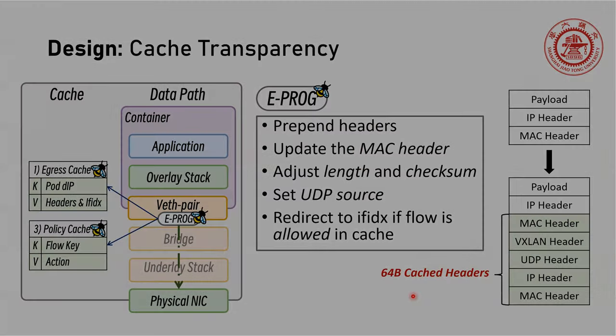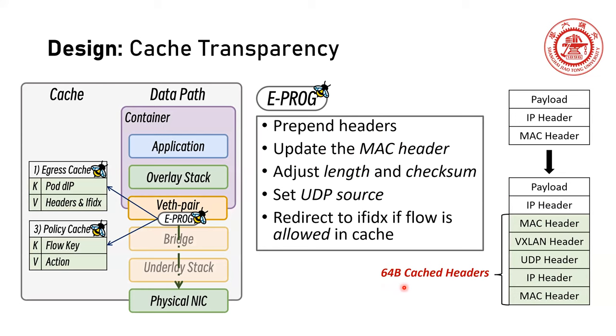The 64-byte headers are cached in the egress cache. And then it adjusts the length and the checksum field in the outer IP header and gets the UDP source port by hashing, as in the kernel. Finally, if the policy cache shows that the flow is allowed to egress, then the egress program will redirect the packet to the physical NIC.